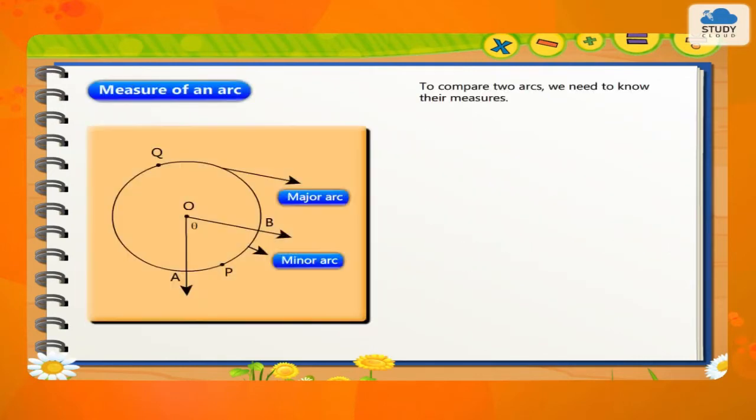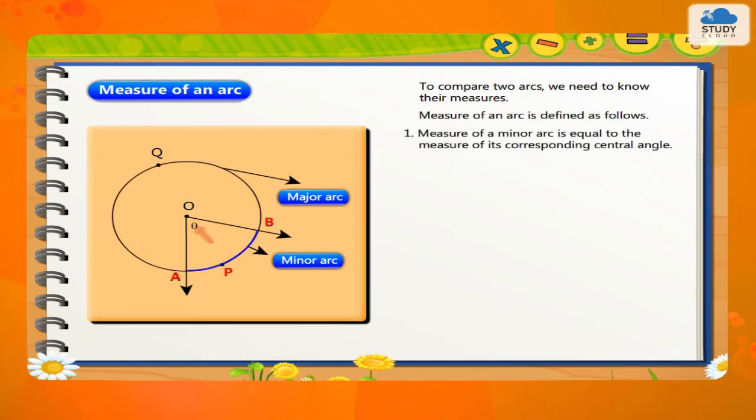Measure of an arc. To compare two arcs, we need to know their measures. Measure of an arc is defined as follows. 1. Measure of a minor arc is equal to the measure of its corresponding central angle. In the figure, measure of central angle AOB is theta. Therefore, measure of minor arc APB is also theta.